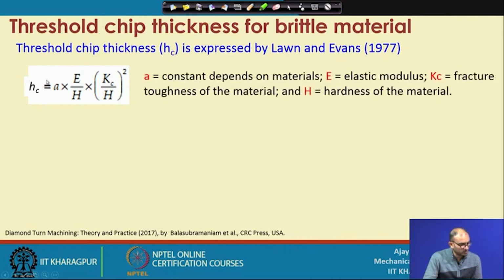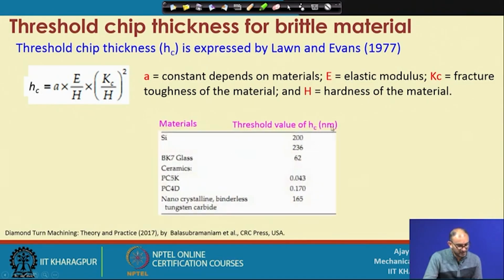So, here A is the constant of the material, because we know that this threshold chip thickness varies depending on the material which we are using. Then elastic modulus is E, H is the hardness of the material, Kc is the fracture toughness of the material, and that way you can find out Hc of different materials. And these are the Hc values in terms of nanometer.